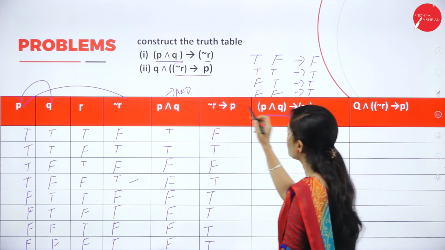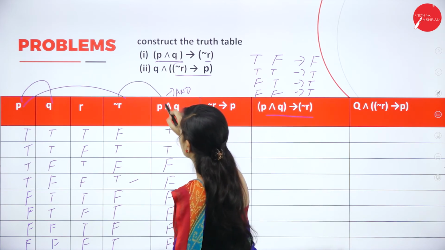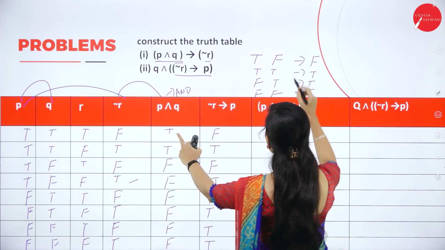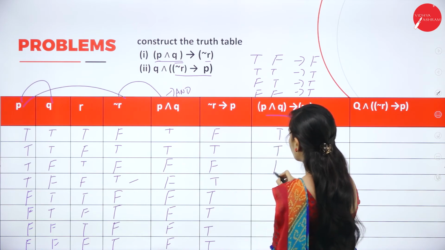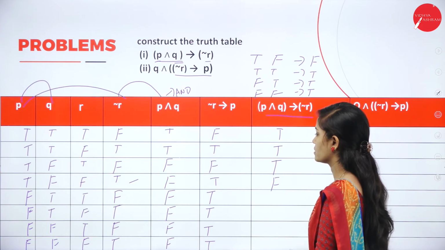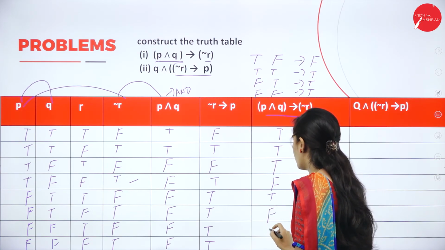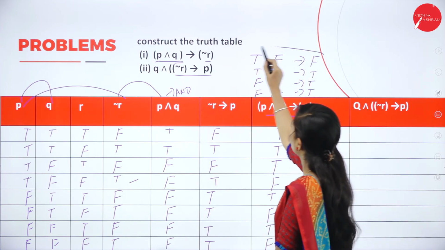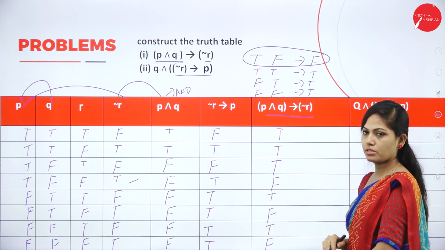And the next one, P and Q, implication, negation R. Just consider these 2 columns, P and Q, implication, negation R. So false, true means, as I have already told you, it is true. True, true is true. False, false is true. And true, false means false. And false, false is true. True, false is false. False, false is true. True, false is false. So except for true, false, which is false, all the conditions are true in implications.